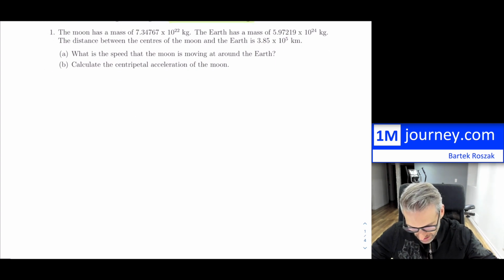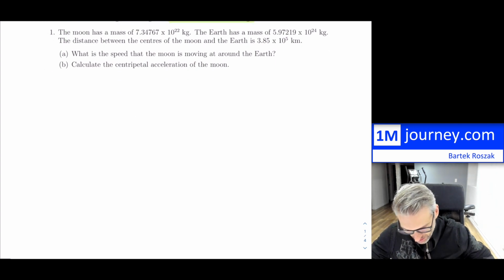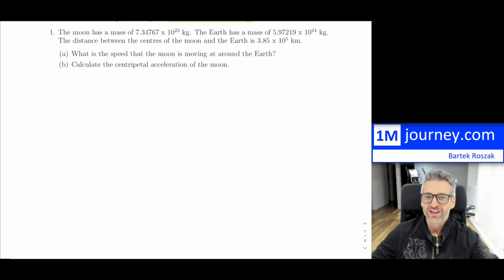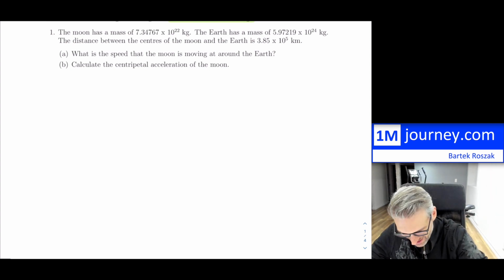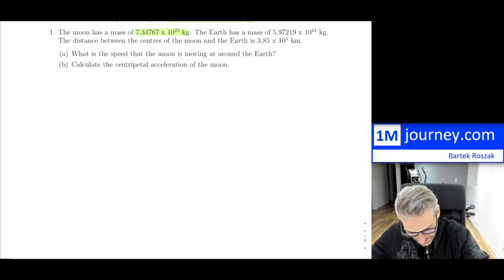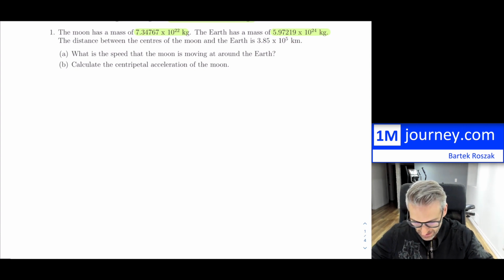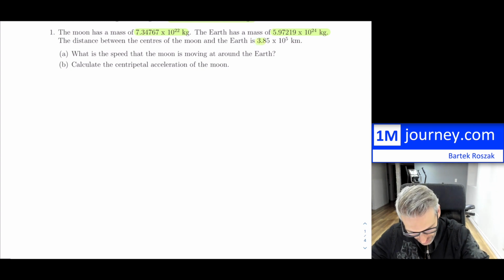Okay, so this is a pretty neat question. It's actually a very realistic question. It's with regards to the moon going around the Earth, and so you can see how the actual forces and accelerations play a role here. So the moon has a mass, and it's rather big, as you can see there. So here's the mass of the moon. So that's one. The Earth has a mass. So we're told these 2 pieces of information. The distance between the centers of the moon and the Earth is also given to us.